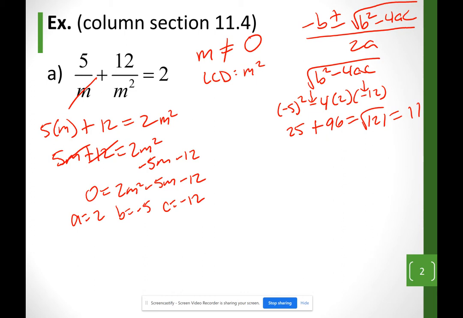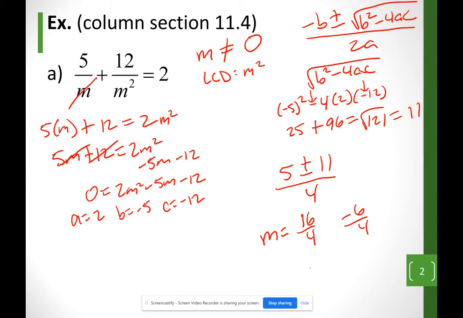Okay, now let me use the whole quadratic formula. Negative b. I know b is negative, so the negative of a negative will give me, in this case, 5 plus or minus 11 over 2 times a, which is 4. So let's take a look at my values of m. If I use the plus sign, 5 plus 11, that gives me 16 over 4. If I use the minus sign, 5 minus 11, that gives me negative 6 over 4.